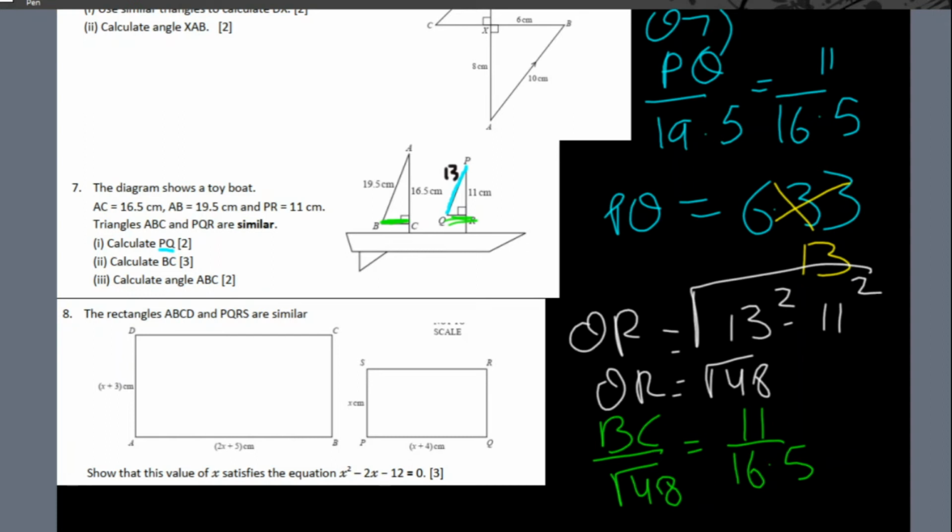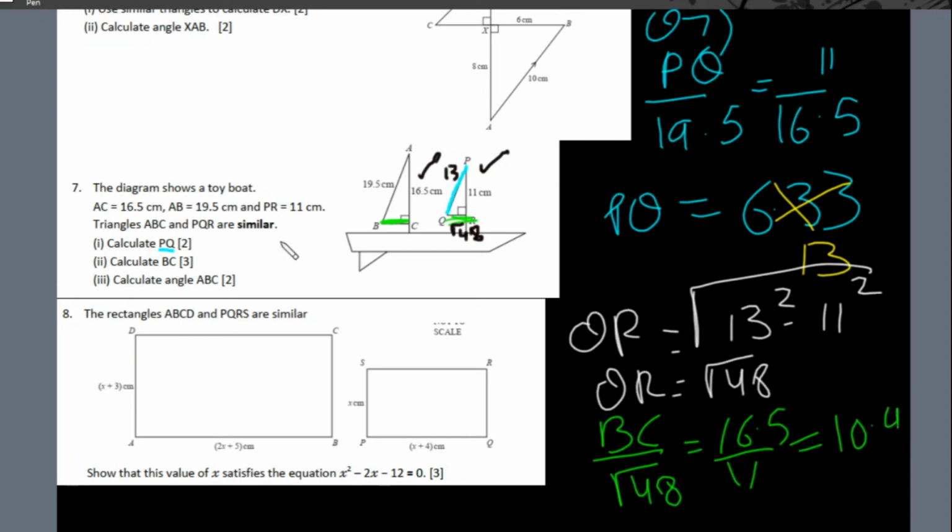Okay, I've made another mistake here. It should be BC over under root 48. This came out to be under root 48. BC over under root 48 equals 16.5 over 11, not the other way around. So now let's see what we get. 16.5 times under root 48 divided by 11. This gives us 10.4 rounded off answer.